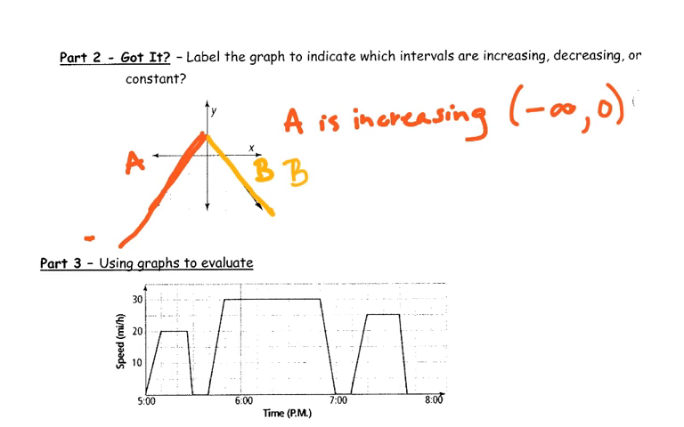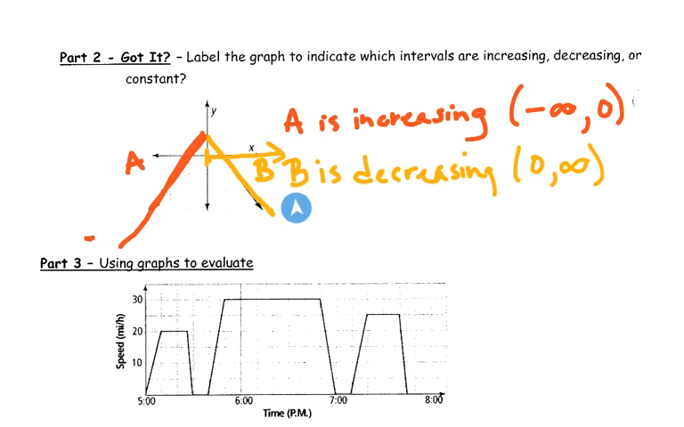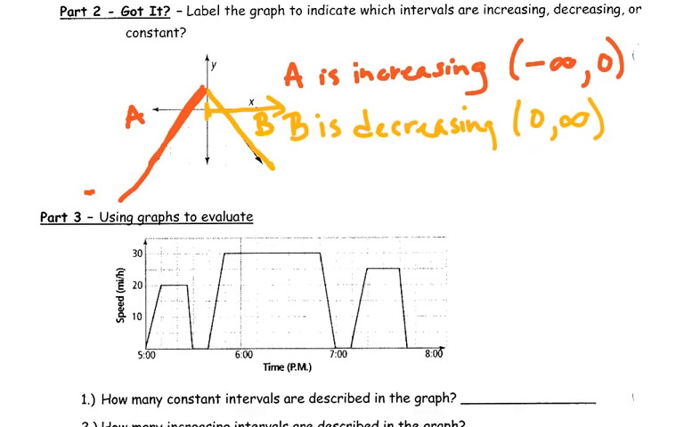And then interval B takes over, and we say that is going downhill, so it's decreasing. And we will say it's decreasing from 0 all the way forever. So it's from 0 to infinity. Again, this part here, that's what you will need to do in high school. This part here is what you need to do right now. Okay, let's take a look at part 3.